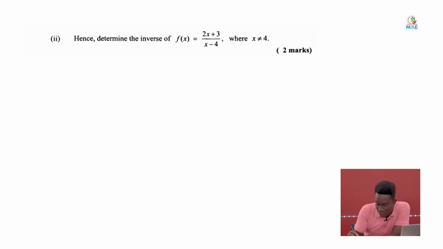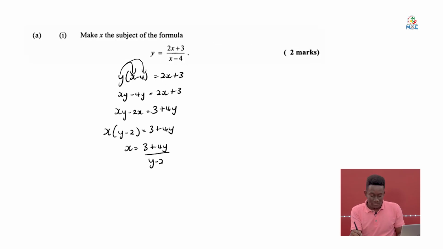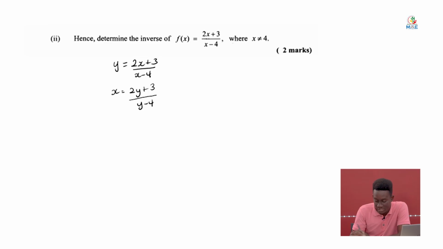So in order to find the inverse, we replace f of x here with y, and then this will be y equals 2x plus 3, all divided by x minus 4. Then we interchange the x and the y. So where we have y, we'll put x, we'll have x is equal to 2y plus 3, all divided by y minus 4. And the last step, we make y the subject of the formula. This is actually similar to what we have here, but we switch places of the x and the y. So let's make y the subject.